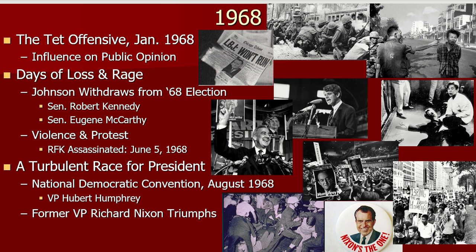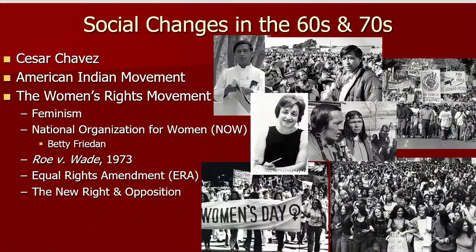So the person who eventually ends up winning is the former vice president to Eisenhower, Richard Nixon, who comes back and runs as a Republican and ends up winning the election. Now, that's about where we stopped during this in class back in March. I just want to kind of scroll down.